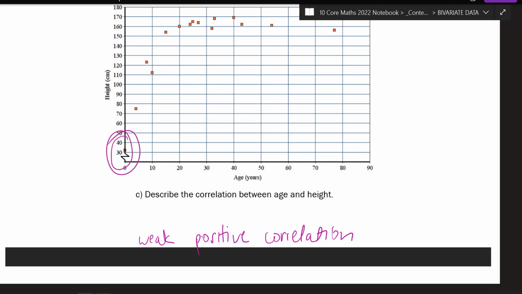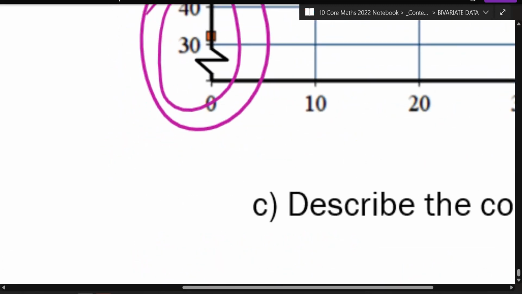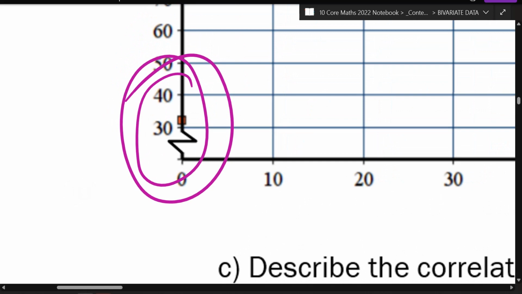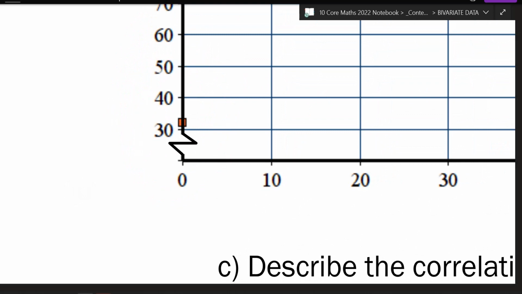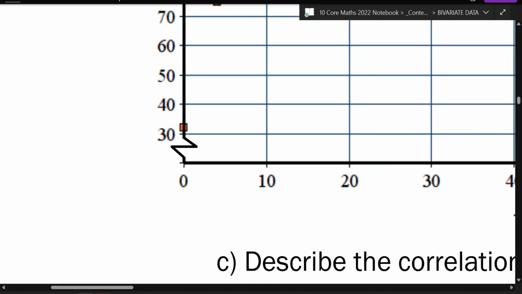Now, have a think. What do you think this represents, guys? What does this represent? 30 centimeters tall, 0 age. What is that? Baby. It's a baby. Yes, that makes sense. So be mindful of something like that. See how this variable is on 0? That means right there on 0 where it begins, it's about 30 or 32, whatever it was.